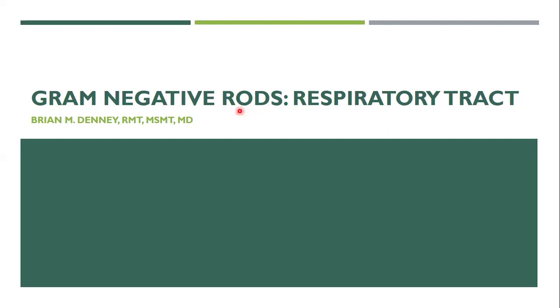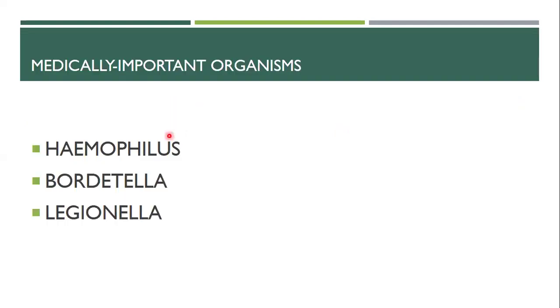And these gram-negative rods reside in the respiratory tract, therefore causing infections in the respiratory system. So we have three medically important gram-negative rods causing infection in the respiratory tract. We have your Hemophilus, Bordetella, and Legionella.